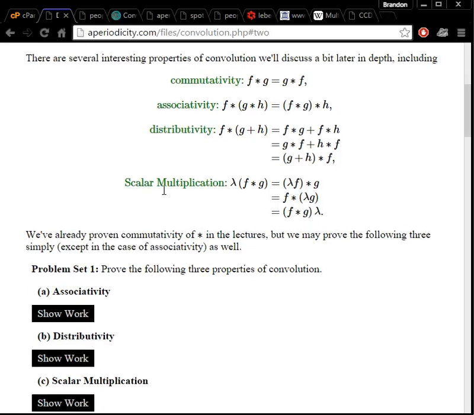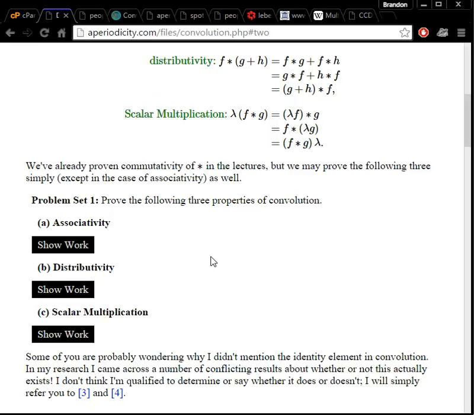So we also have scalar multiplication for a real or complex constant lambda times a convolution. We can associate lambda with either of the functions or put it on the outside and obtain the same result. Note that we cannot associate lambda with both of them. So it's not like addition. If it were lambda times f plus g, then we would distribute lambda through, but in this case it can only be associated with one or the other, or neither on the outside.